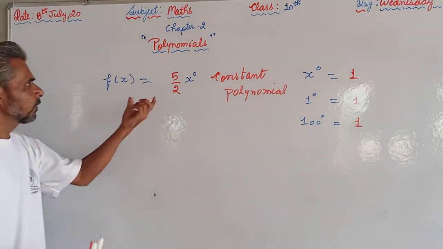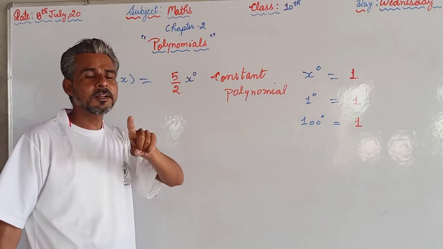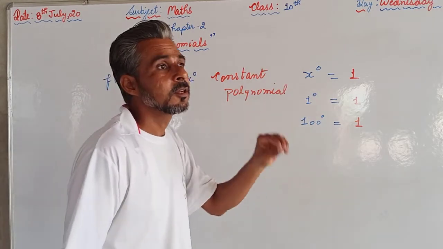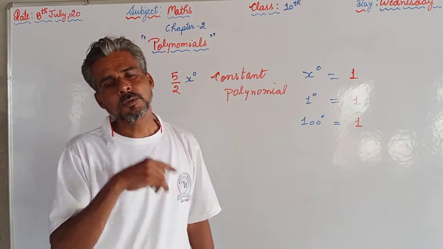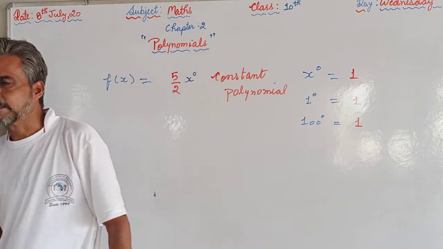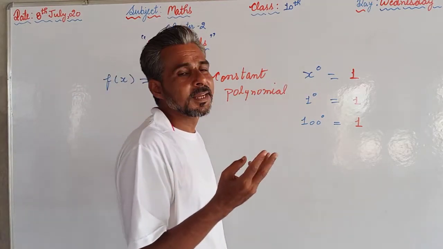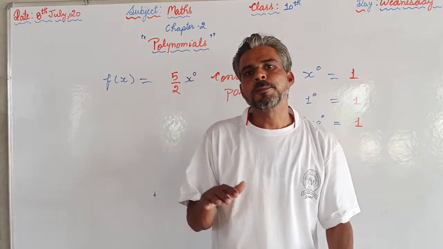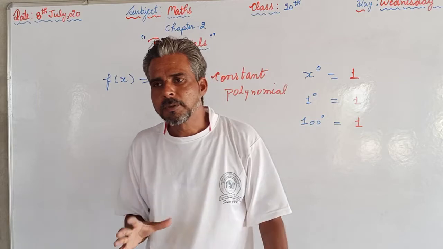If there is only one term, this is known as the term. One term is there in the polynomial, then it is known as monomial. Mono means one, nomial means term. One term है तो monomial. If we are having 2 terms, then binomials. If we are having 3 terms, then we can say trinomials. If we are having more than 3 terms, then commonly we call that polynomial.